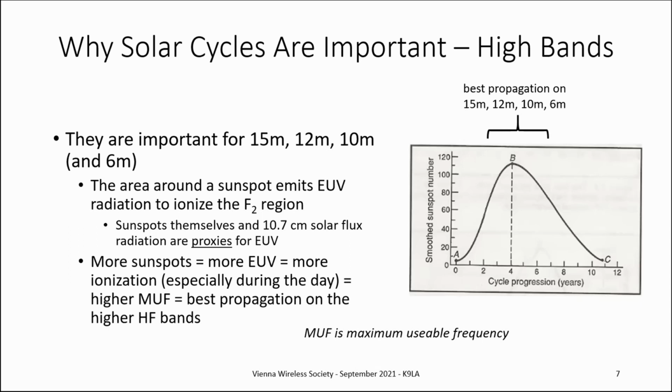And there's a little sketch of a solar cycle. It goes from A to B to C. On average, it's about 11 years. There are some cycles shorter, some cycles longer. The rise time is faster than the decline. On average, the rise time is about 4 years. On average, the decline of a solar cycle is about 7 years. And the annotation above that little graph shows where the best propagation is for 15, 12, 10, and 6 meters around solar maximum. And of course, how much around solar maximum, it depends on how big the cycle is.